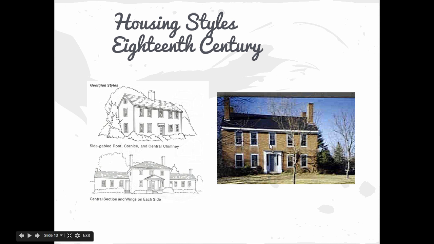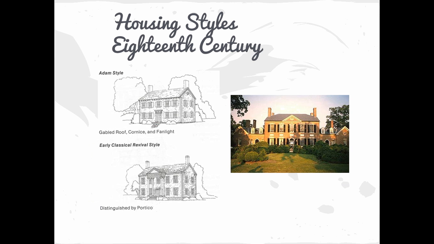And then we move into the 18th century. This is more of a bigger formal-like home, and it's called the Georgian style. Believe it or not, a lot of these types of homes you'll actually see in Georgia. And then moving on, we have the Adams style, which is more of a classical look. It's very balanced. When you draw a line down it, it's equal on both sides. Early classic revival style, which has more of the pillars. Looks just very formal and expensive.